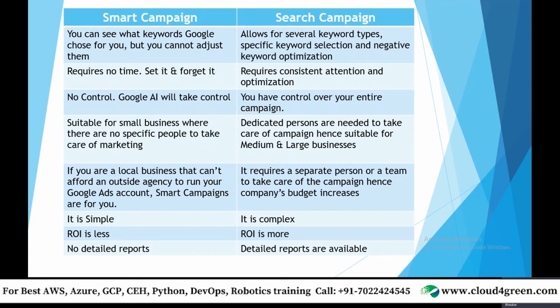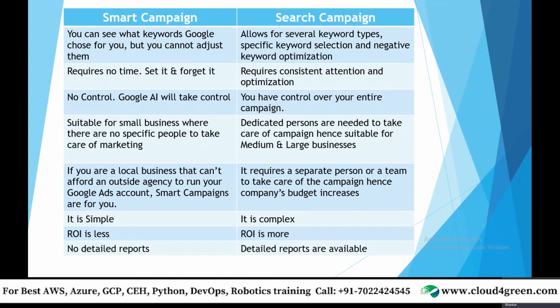A search campaign requires consistent attention and optimization. Here you need to spend more time to understand the data provided by Google, analyze it, and according to that, optimize your ad or your campaign. In smart campaign, you have no control; everything will be taken care of by Google AI. In search campaign, you have full control over your entire campaign.